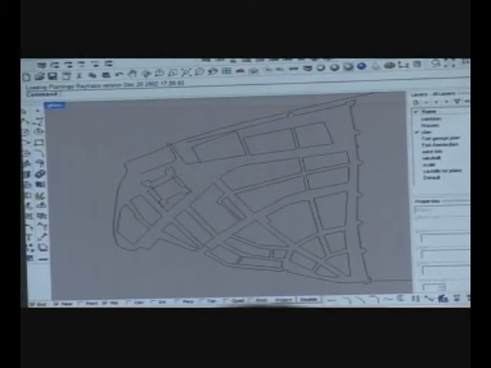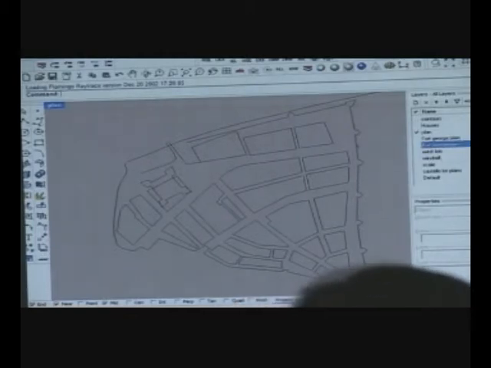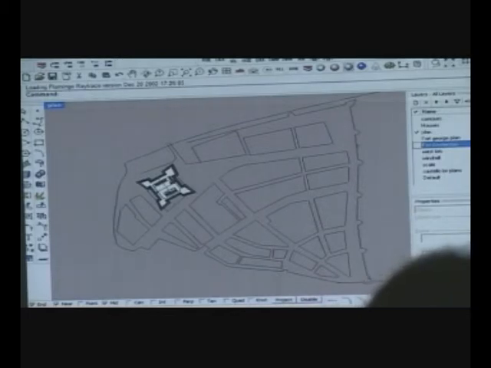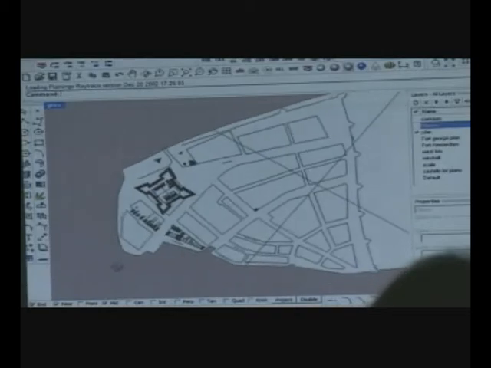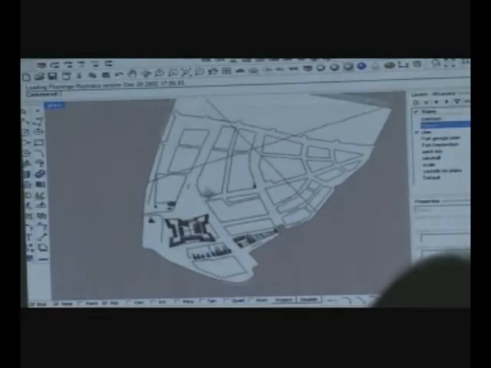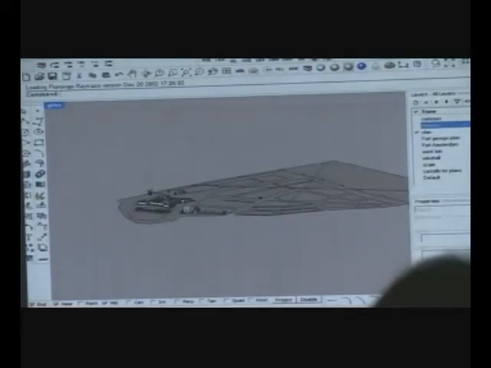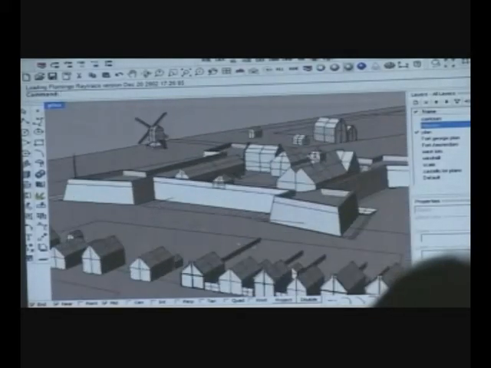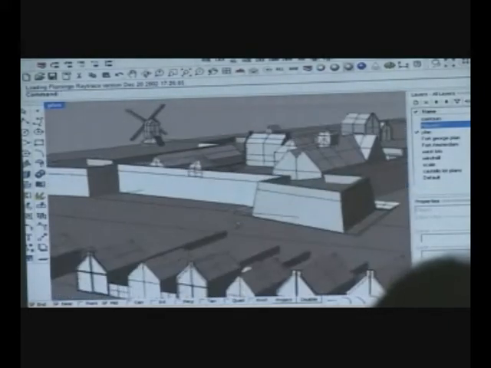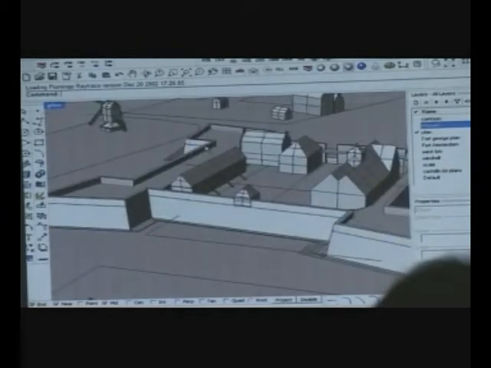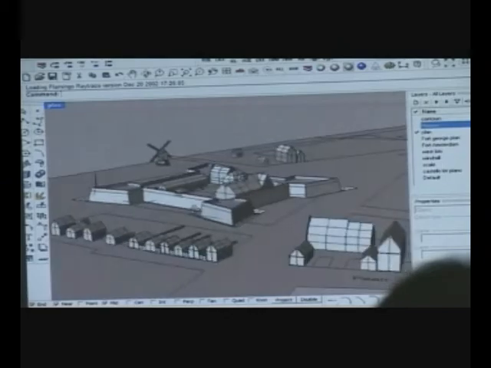So in this model, I plotted the fort, I plotted the windmill, and I plotted some of the houses. And just like the model that I was showing you of Schenectady, we now have a model of Manhattan that we can really start to look at. We can get into the streets. We can see the fort. We can see the barracks in the fort. We can see the windmill. You can see the lay of the land.